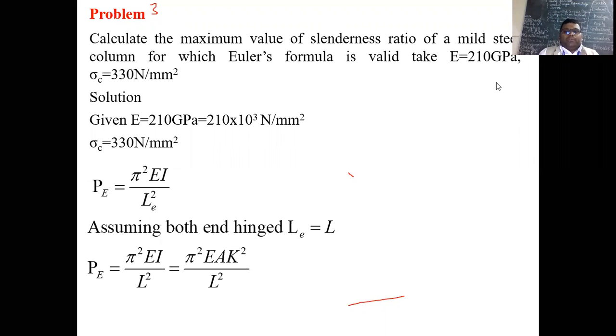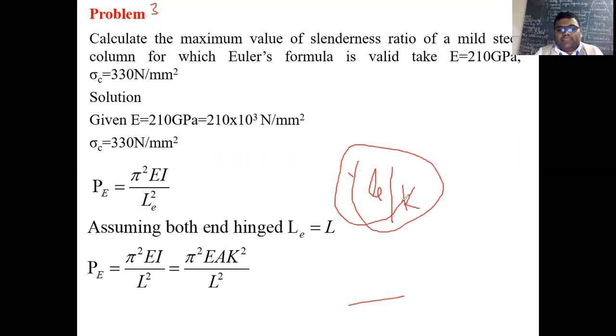So my dear students, you know what the slenderness ratio is. LE upon K is called slenderness ratio. And we know the Euler formula, so let's apply it. What is the Euler formula? PE is equal to pi square EI upon LE square.